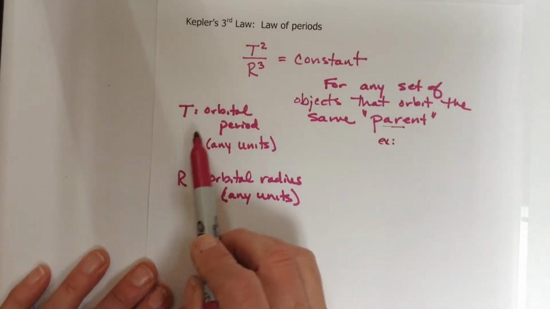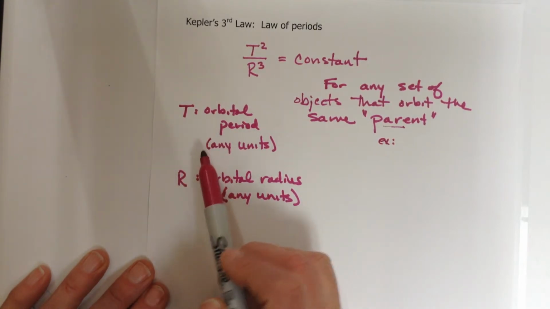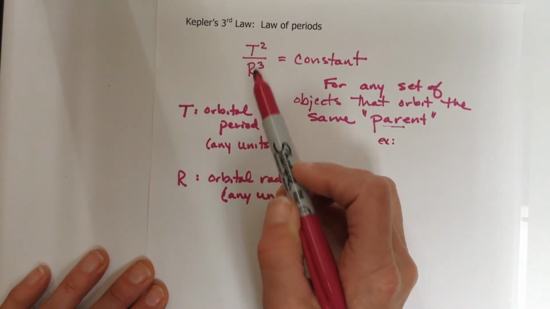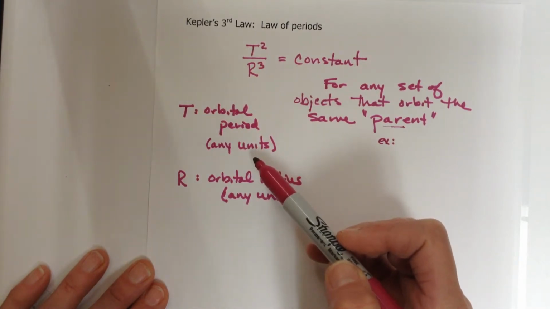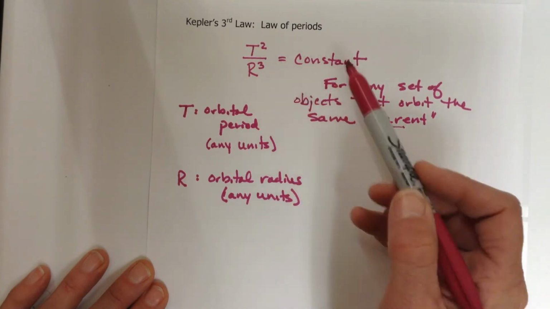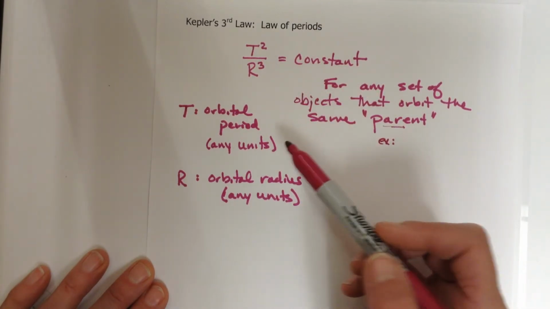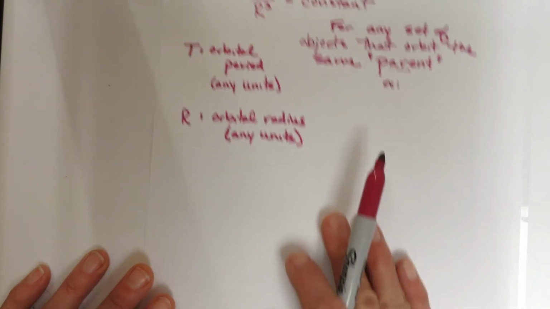So what does that mean? T is the orbital period. And since we're just looking at a ratio of these constants, you can really use any units. You don't need to be in SI units anymore. You could be in months, and then you would solve for the period for the other object also in months. And the orbital radius, again, could be any units.